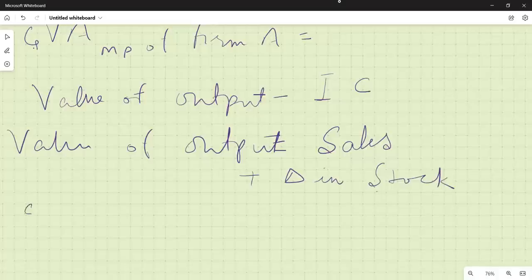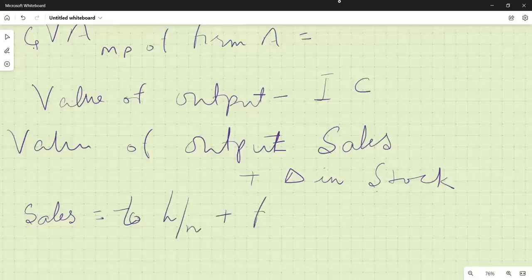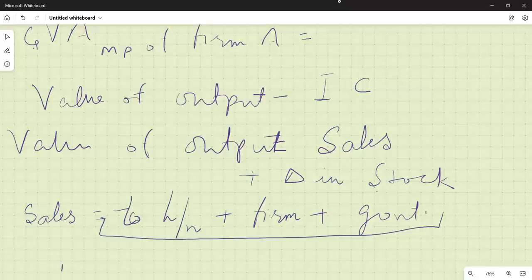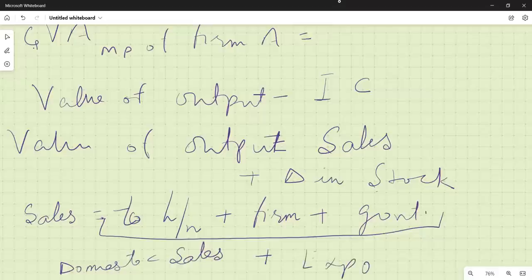So how to calculate the value of sales? In the numerical, the sales will be given either to households, plus sales to firms, plus sales to government. All these three sales in the combined form will be known as the domestic sales. Then we'll add international sales in this, which is equal to export. So domestic sales plus export will be equal to the value of sales. And this sales we will take to calculate the value of output.